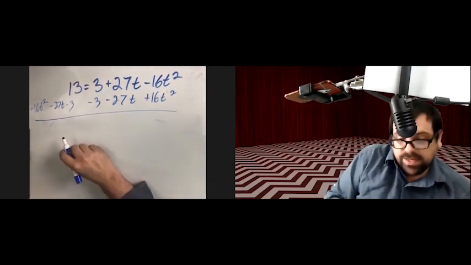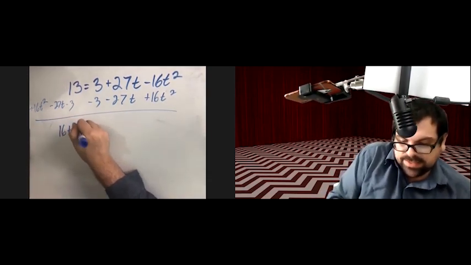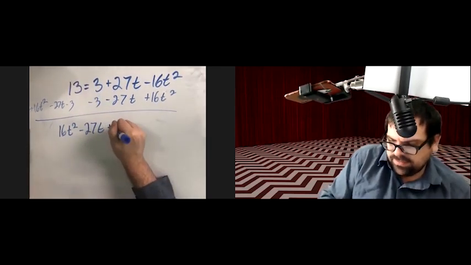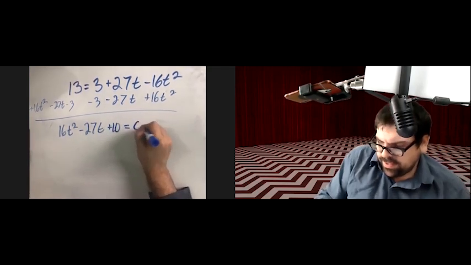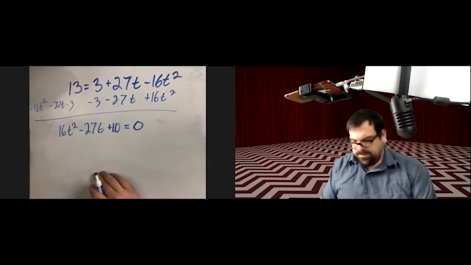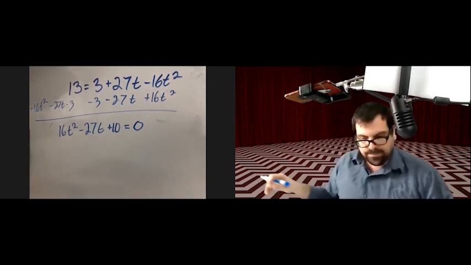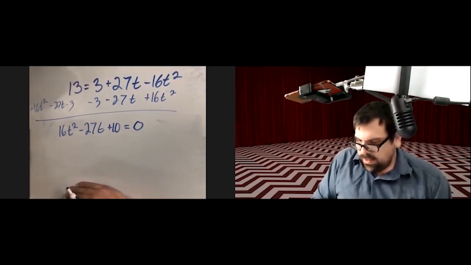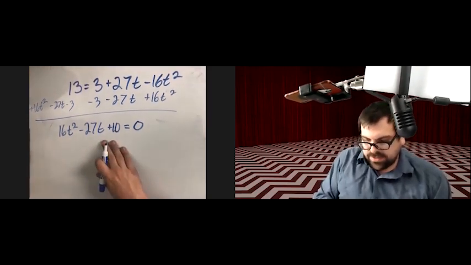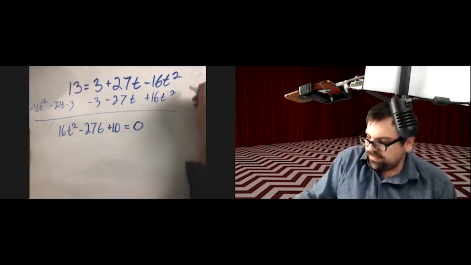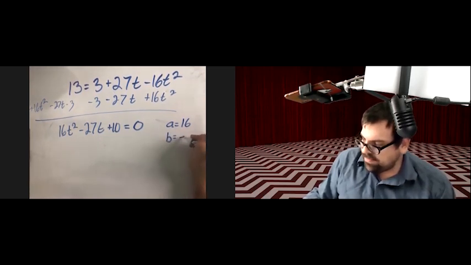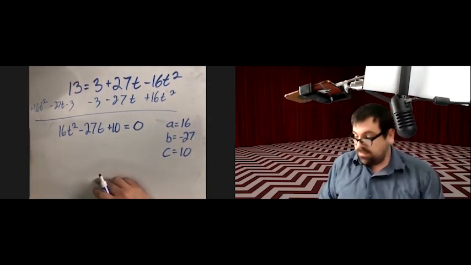So this is going to give me 16t squared minus 27t, 13 minus 3 is positive 10, plus 10 equals 0. I don't have any common factors I can factor out, so I'm going to use the quadratic formula with a equals positive 16 and b equals negative 27 and c equals positive 10.